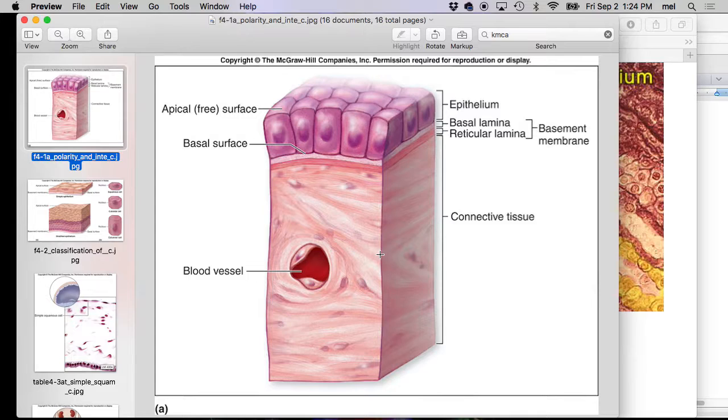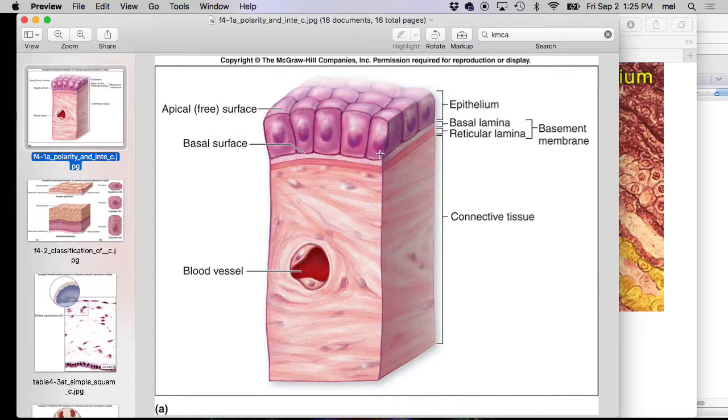So I've got two sides of an epithelial tissue. I have the free surface, which is called the apical surface. And the apical surface implies top, like an apex, but it really doesn't have to be on the top, just so you know. There's really no upside down for tissues in the body. So that's the apical surface, and then this bottom surface right here is called the basal surface, as in base, bottom.